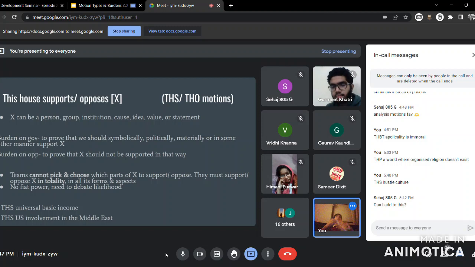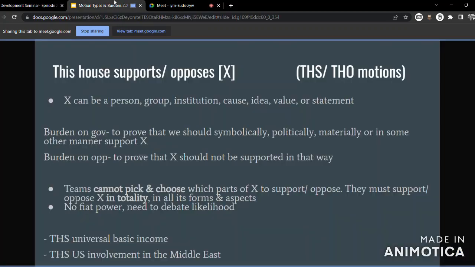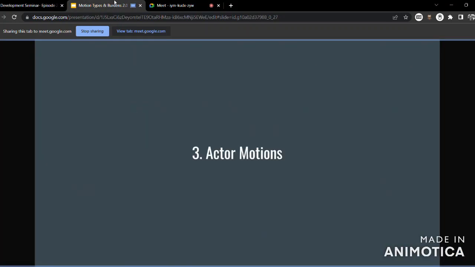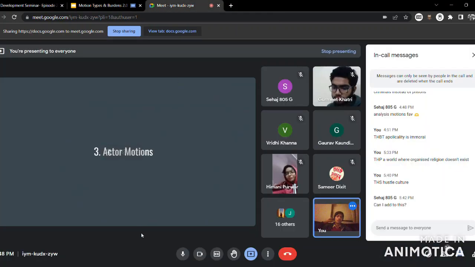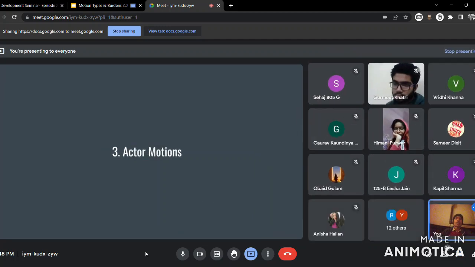Fine, fine. Cool. Any other doubts by someone? Cool. I'm assuming there are no doubts. I'll move on to the last part of this workshop, and then some final thoughts on motion types and burdens.